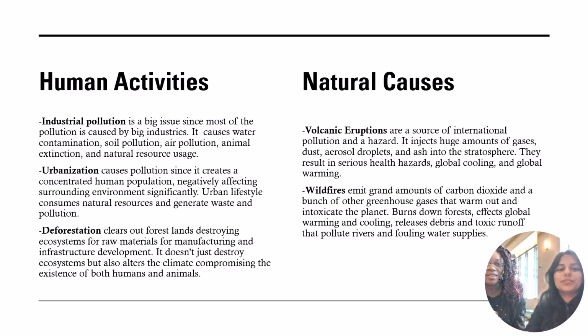Causes of pollution. So we have two causes, one from humans and then another one from natural causes. Under the human activities, we have industrial pollution, which is a big issue since most of the pollution is caused by big industries. It causes water contamination, soil pollution, air pollution, animal extinction, and natural resource usage. Then we have urbanization, which causes pollution since it creates a concentrated human population, negatively affecting the surrounding environment significantly. Urban lifestyle consumes natural resources and generates waste and pollution.